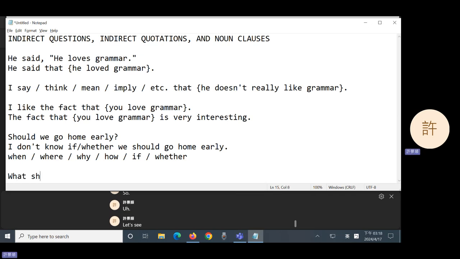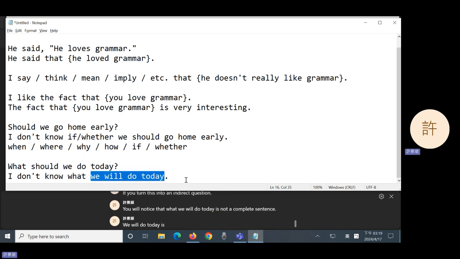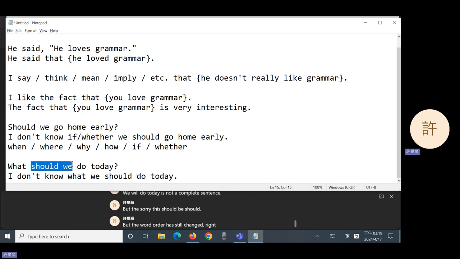So, let's see. What should we do today is the question. If you turn this into an indirect question, you will notice that what we will do today is not a complete sentence. We will do today is not a complete sentence. But the word order has still changed, right? Should we in the question becomes we should in the indirect question.